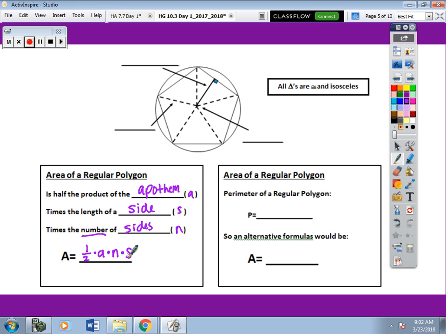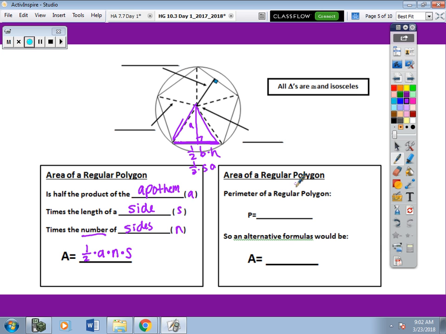This is really derived because the area of one triangle would be 1/2 base times height, where the base is the side length. The height is actually the apothem, so you have 1/2 times A times S. And then you have how many triangles? 1, 2, 3, 4, 5. You would multiply by that, which is n, the number of sides, which is the number of triangles. So that's how this formula is created. But you can just memorize it and use it instead of having to do that.